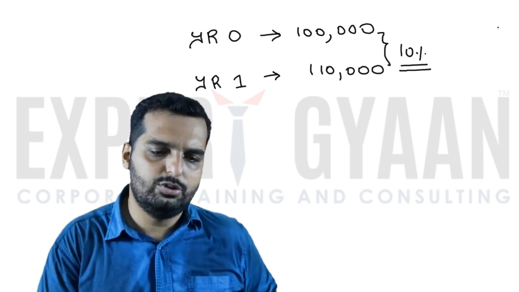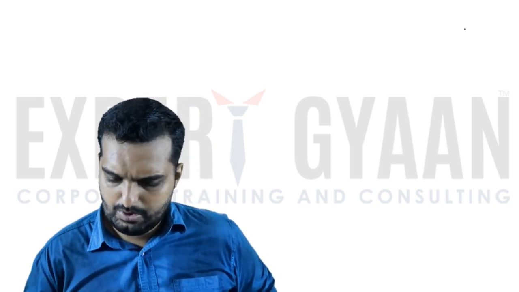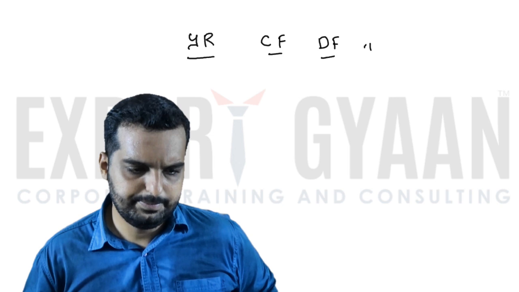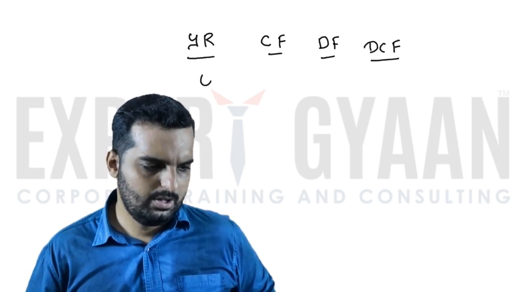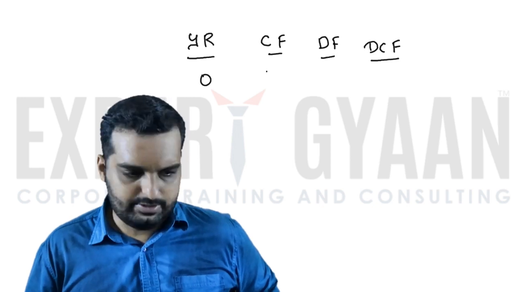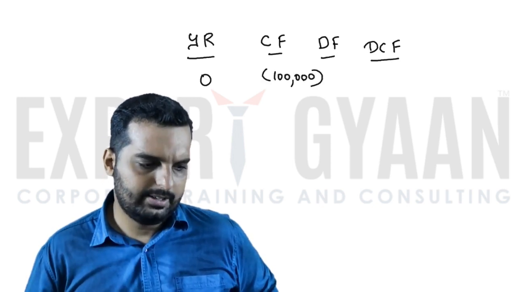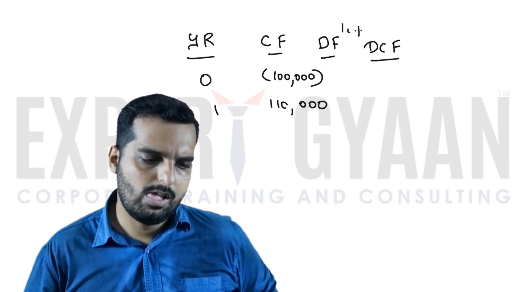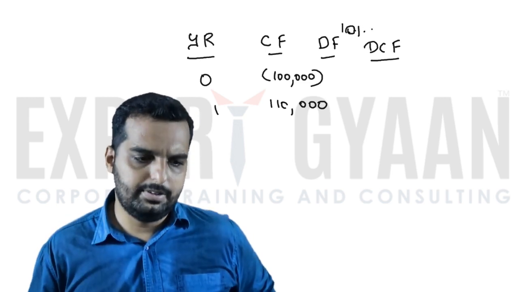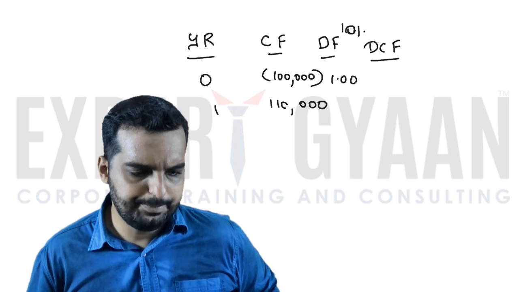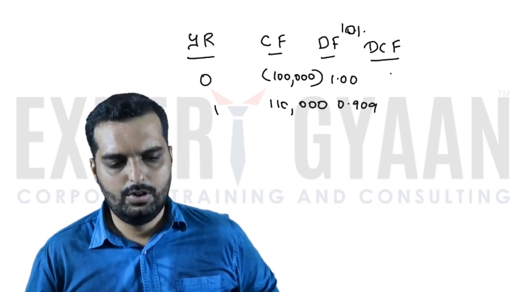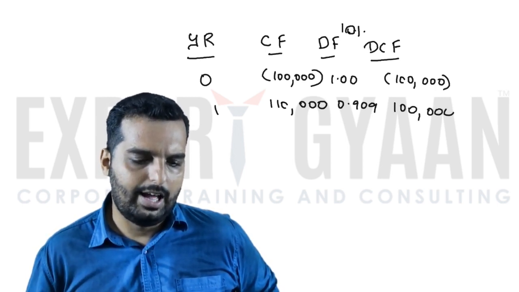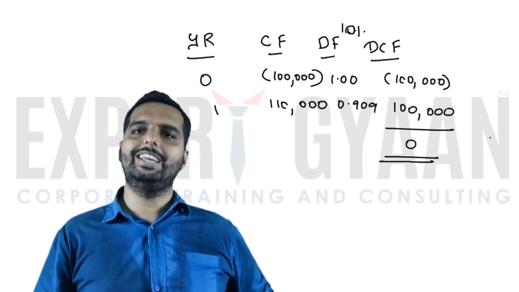So let me just draw a table and I'll show you that. Here: cash flow, discount factor, discounted cash flow. Year 0, let us say I am investing 1 lakh. Year 1, I am getting back 1 lakh 10,000. At a discount rate of 10%, I will get 1 over here, 0.909. So I will get 1 lakh over here, and here also I will get exactly 1 lakh, and my NPV will turn out to be 0.